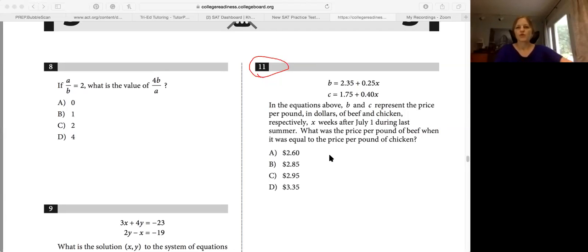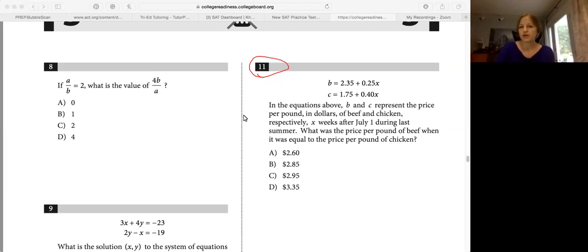Hi, we are talking about number 11 now on test 1, section 3 of the official SAT study guide. And if you were looking at the videos on test 9, you know that we just talked about systems of equations. And here we have another system of equations of sorts, but it is a word problem. So let's take a look at this one.